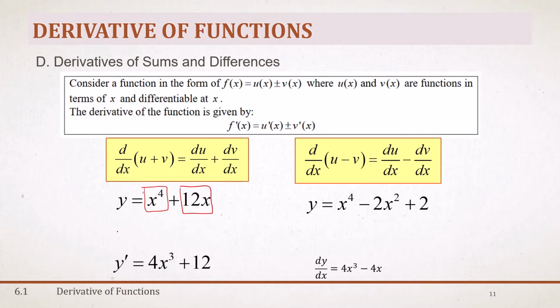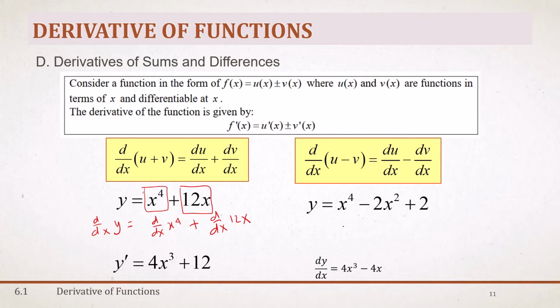According to this theorem, if I want to differentiate this y, I can separate them and differentiate them separately. So differentiate x to the power of 4 and differentiate 12x. Differentiating x to the power of 4, I push the 4 in front, so I have 4x cubed, plus differentiating 12x, which becomes 12.